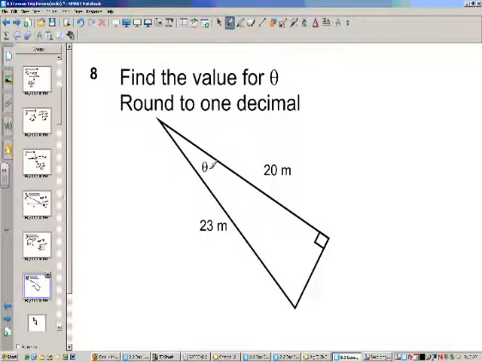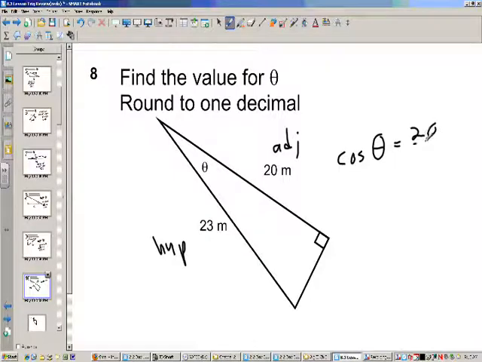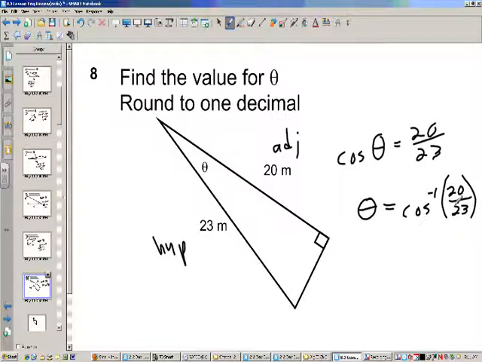All right, now if I want to find an angle, we know this is the adjacent, this is the hypotenuse, so I would say the cosine of my theta is going to be 20 over 23. So if I want to find that value, and it's between 0 and 180 degrees, I can just take the inverse cosine of 20 over 23 to be 29.59. So let's say 29.6.